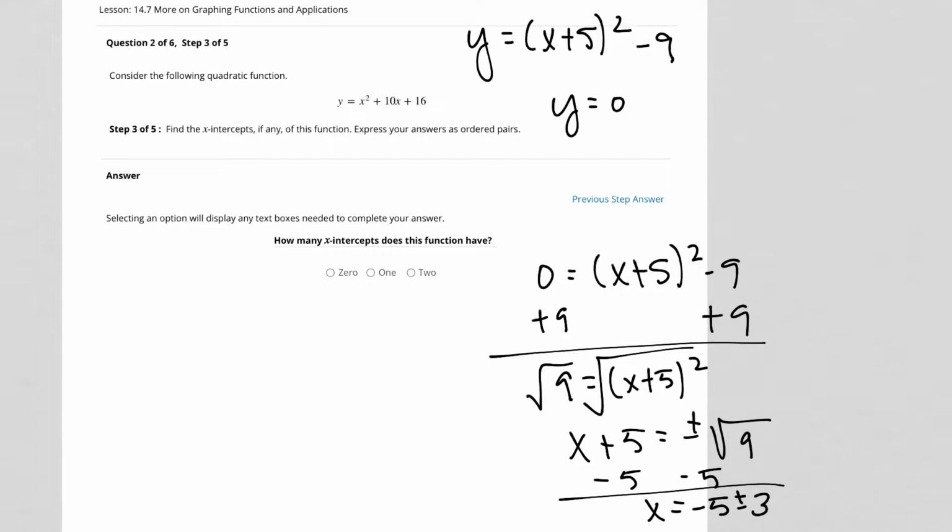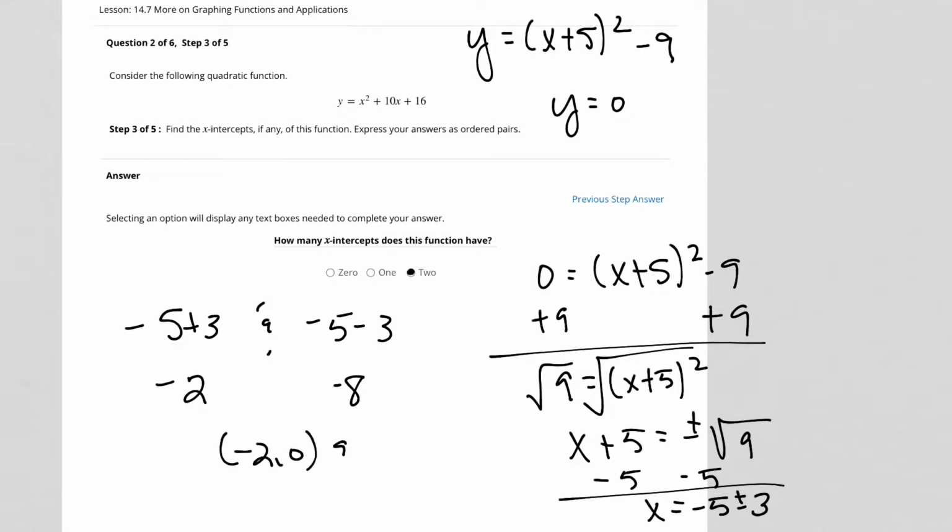So looking at our solutions, it looks like we're going to have 2. And let's see, it's negative 5 plus 3, and negative 5 minus 3, which gives me negative 2 and negative 8. So my x-intercepts are (negative 2, 0) and (negative 8, 0).